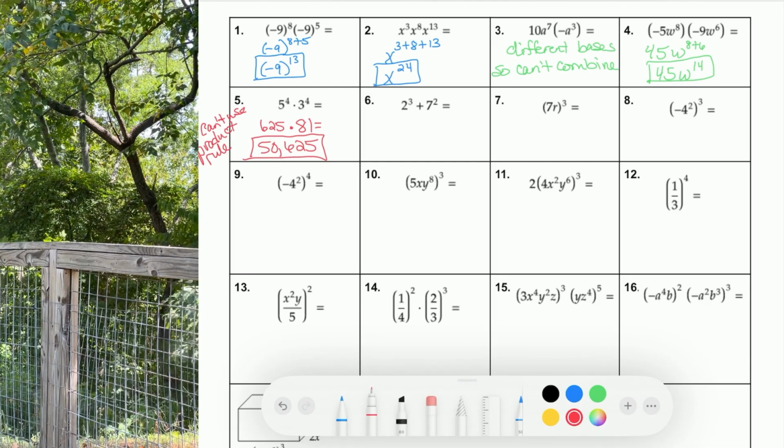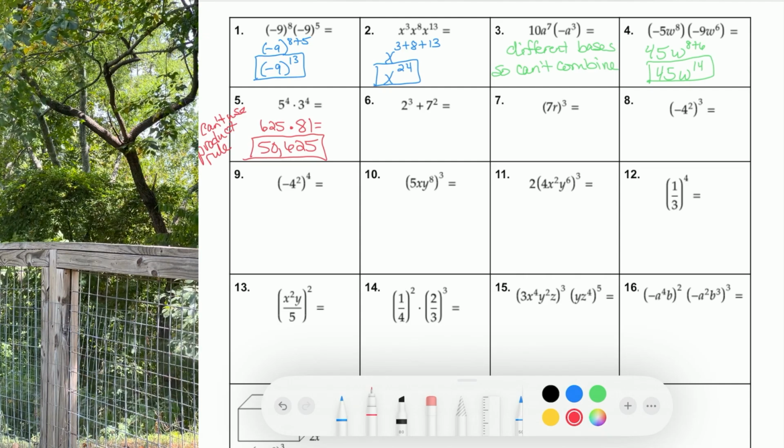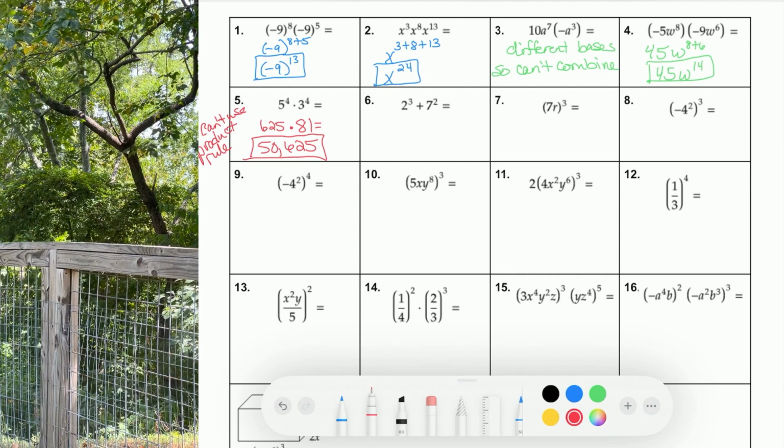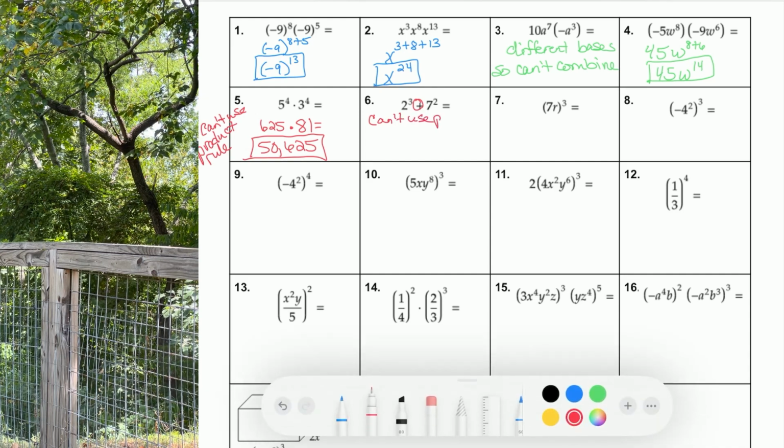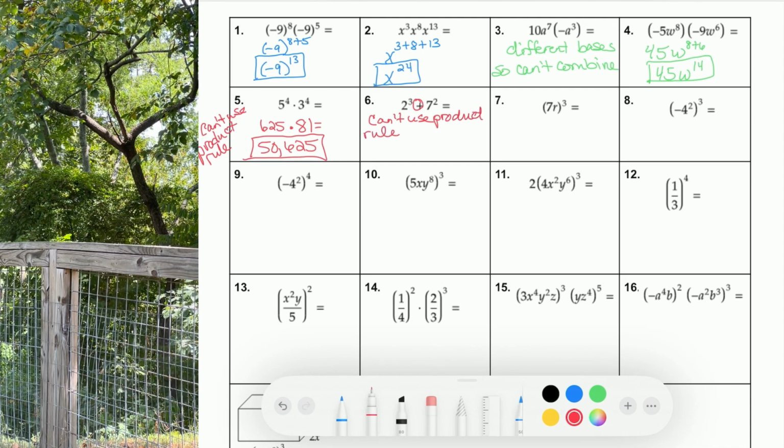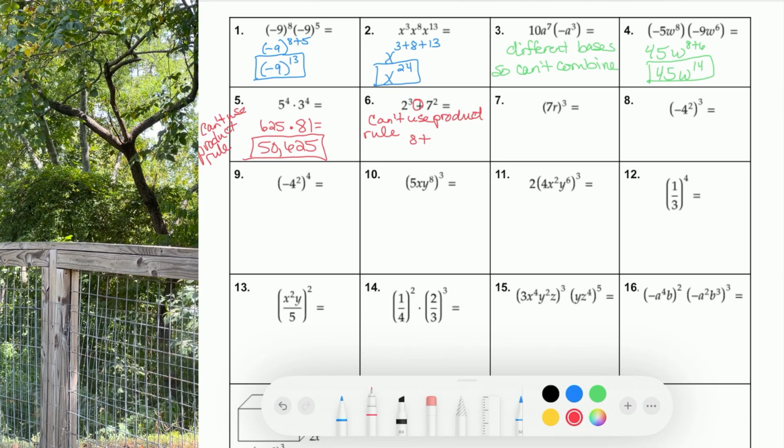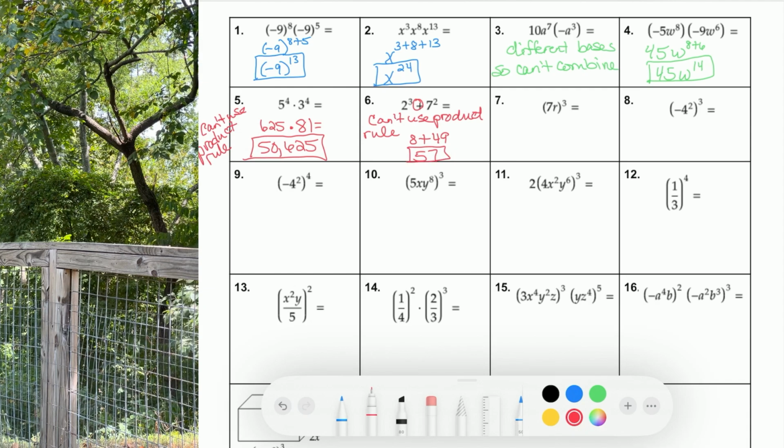Number 6, 2 to the power of 3 plus 7 to the power of 2. Here again, we can't use the product rule because this is an addition problem, not a multiplication problem. So I'm going to put can't use product rule. Now, that doesn't mean we can't solve it. It just means we can't use the product rule to solve it. So 2 to the power of 3 is 8. 7 squared is 49. And we get 57. So again, we can solve it, we just can't use the power rule to solve it.